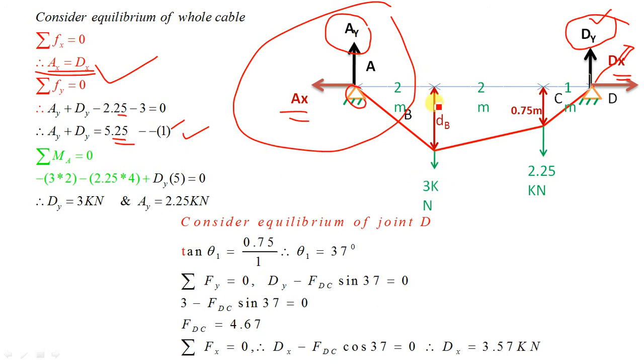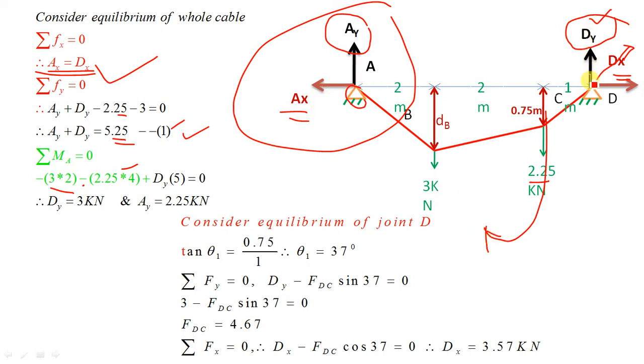So 3 into the perpendicular distance, which is 2, so 3 into 2. Then 2.25, force into perpendicular distance, which is 4. So 2.25 into 4, and the sign is minus. Why? Because again it will create the moment in the clockwise sense at point A.